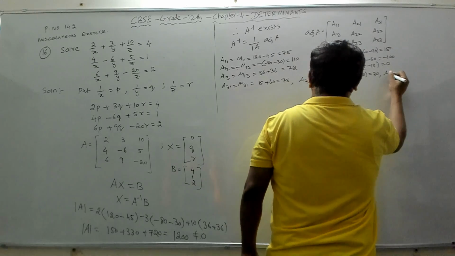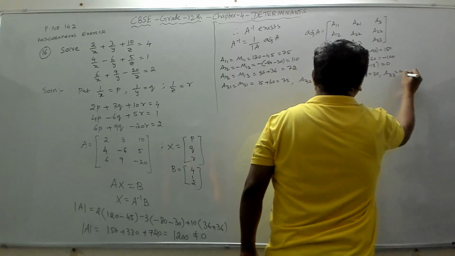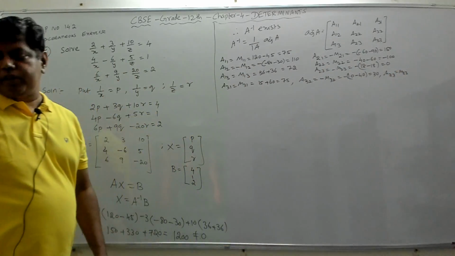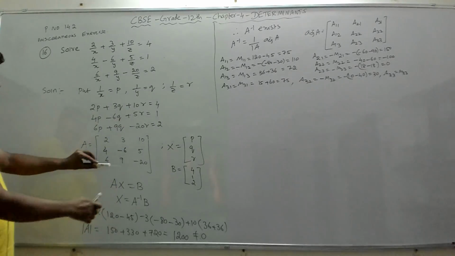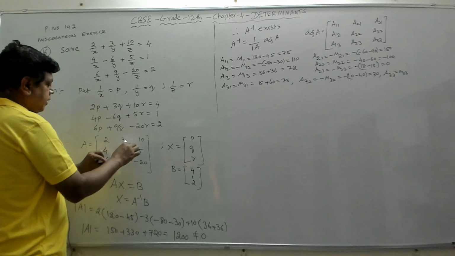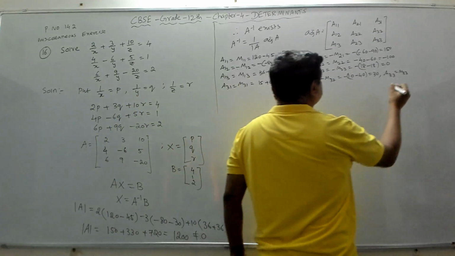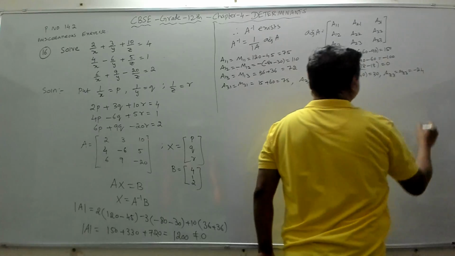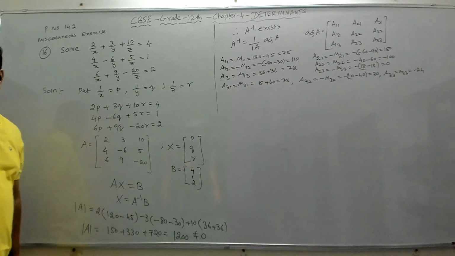Now A33 is equal to M33. So this and this are closed. Minus 12, 4 3s are minus 12. Minus 12 is minus 24. That is your A33. Fine.